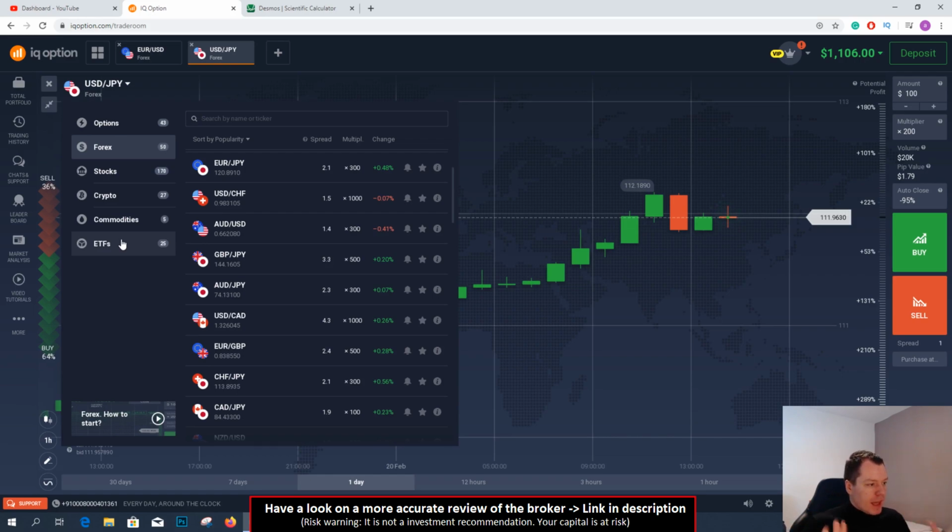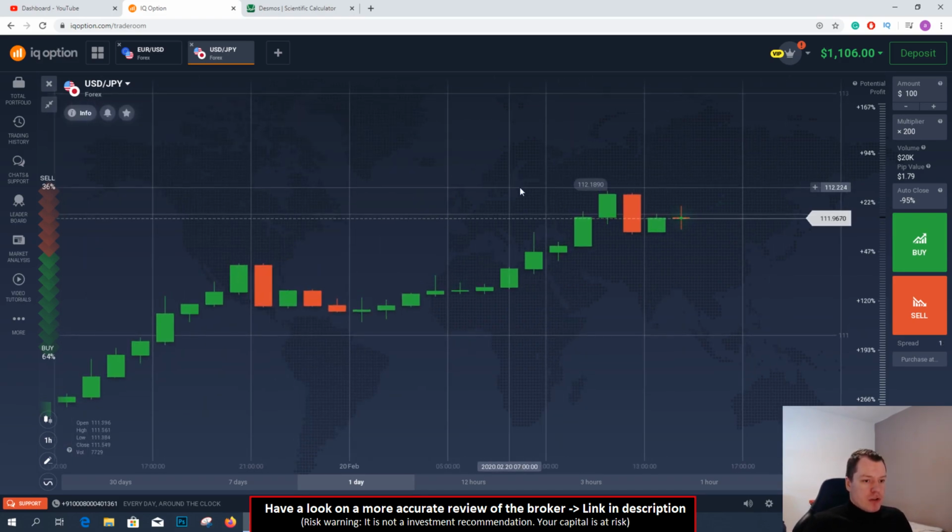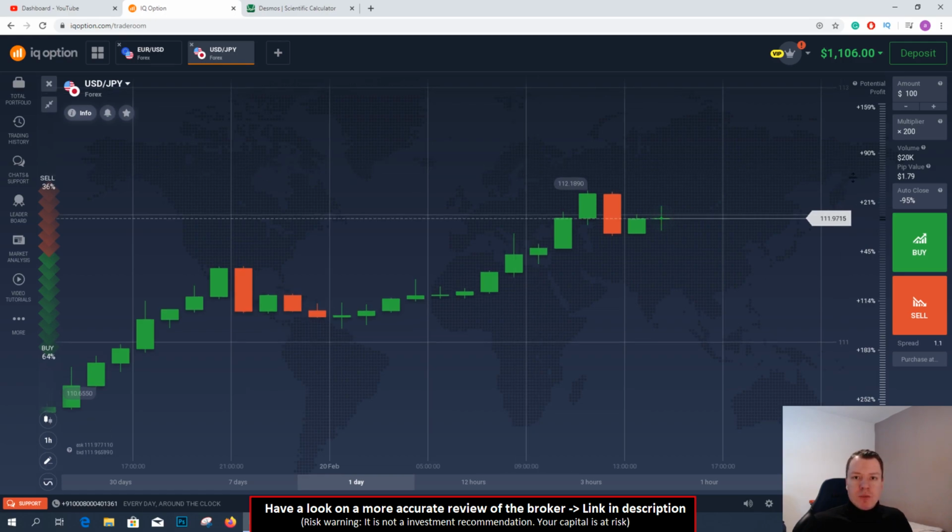Now I want to show you how to use the multiplier, how to calculate it, and how to use the correct multiplier for your trading decision. This is very important if you are a new trader, because if you make a big fail or use a wrong multiplier, you can lose a lot of money very fast on this platform.